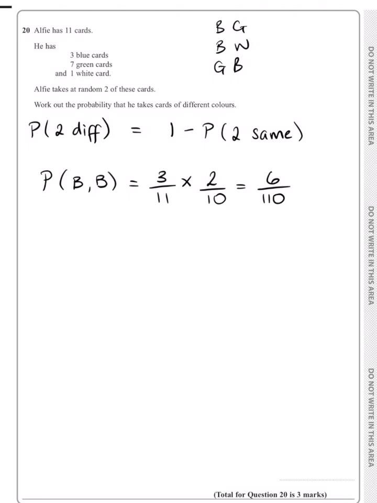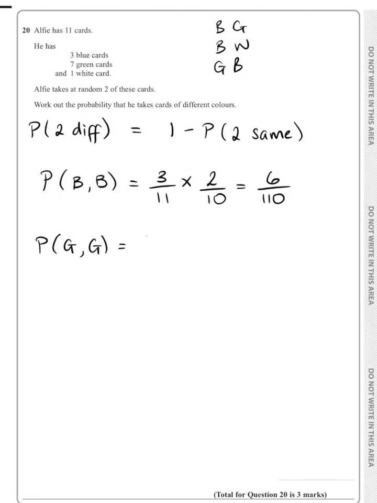Now the probability that we get 2 green cards, we're going to do the same thing again. Probability of green and green. So if we look at our green cards, we've got 7 green and we've got 11 cards in total again.